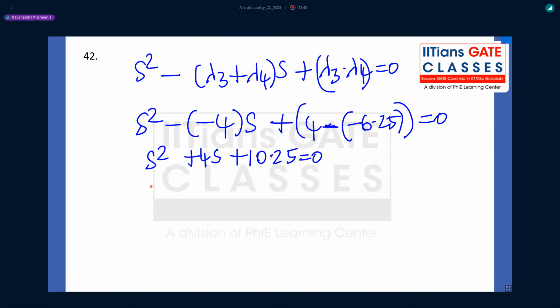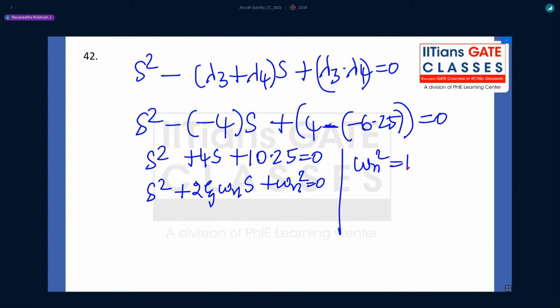It is in the form of s square plus 2 zeta omega n s plus omega n square equal to 0. So if I equate these two, omega n square equal to 10.25. So we get undamped natural frequency omega n as root of 10.25, which is 3.201 radian per second.